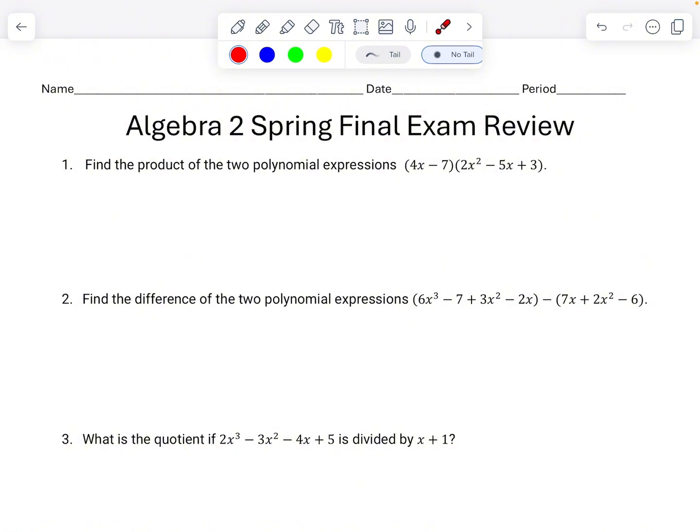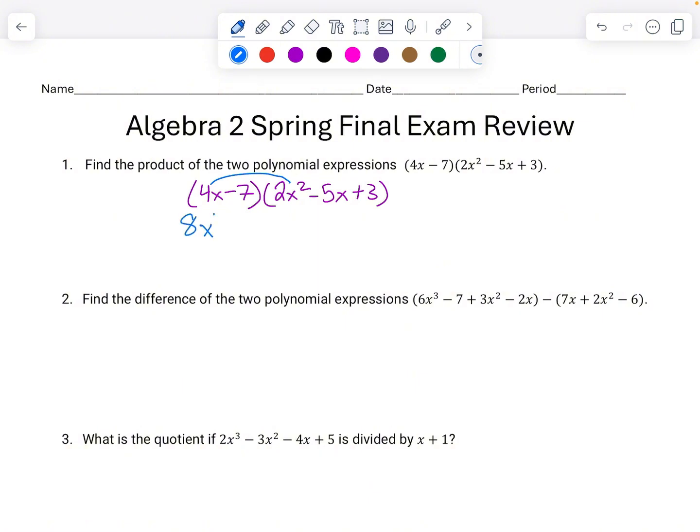And multiplication follows the distribution property, where I'm just going to distribute everything from one function onto everything of the second function. So we're just going to rewrite here real quick. Okay, so I'm going to start by multiplying my first two terms together. So 4 times 2 gives me 8, and then x times x squared will give me 8x cubed. Okay, so I have 8x cubed for that first term.